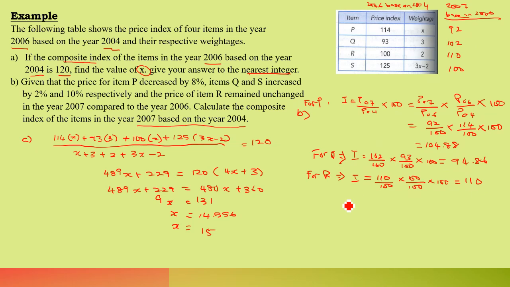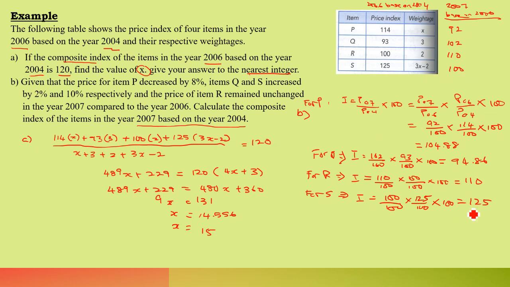And for S, the index will be 100 over 100. You just follow this number and this number, okay, the 2 years, times 125 over 100 times 100. So you get 125. So this is 2007 based on 2004. These are the new indices.